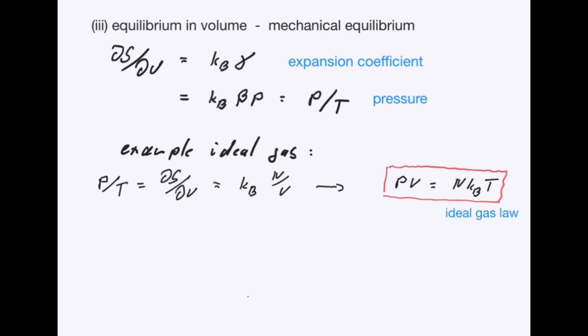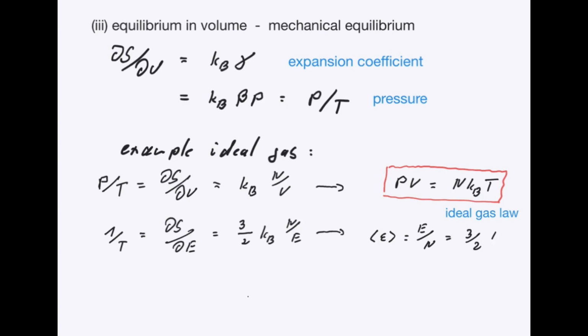We may also consider our definition of the temperature, which says that 1 divided by T is equal to the partial derivative of S with respect to E. Looking back on our evaluations of the ideal gas, there we found that this is equal to 3/2 k_B N divided by E. Rearranging, the total energy divided by N, the number of particles, which is nothing else than the mean energy per particle, is equal to 3/2 k_B T.